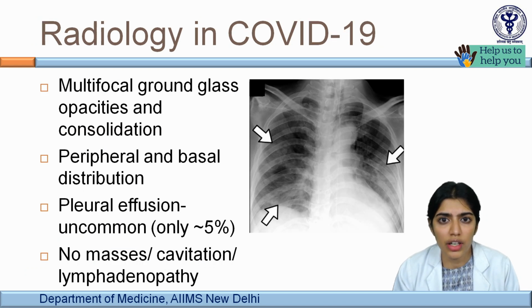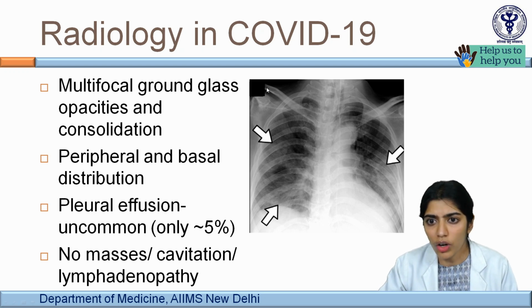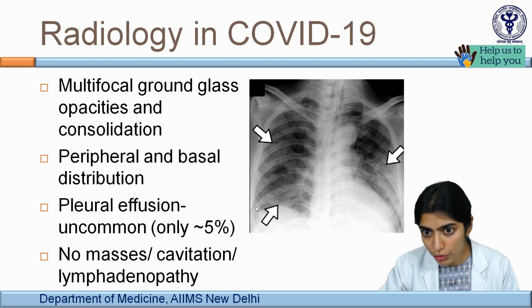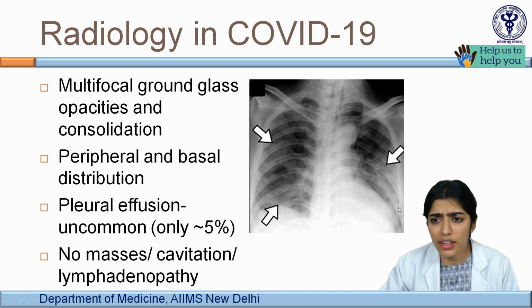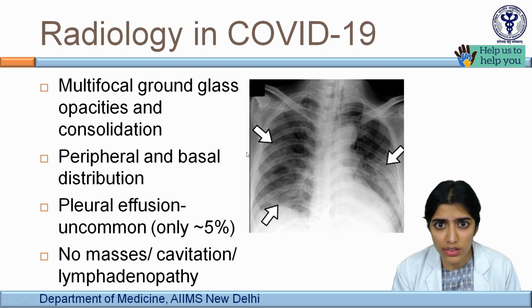So moving on to the radiology of COVID-19 infection, take a look at this chest X-ray of a patient of COVID-19. What we see is that there are ground glass opacities which are predominantly peripheral or basal in nature. These can later evolve into consolidation as well. Pleural effusions, masses, cavitation, lymphadenopathy are not really very common features of COVID-19 disease.